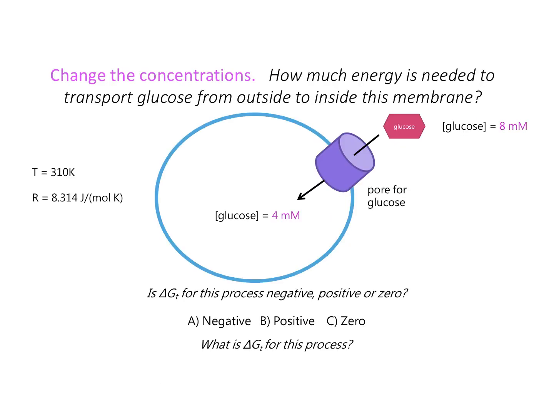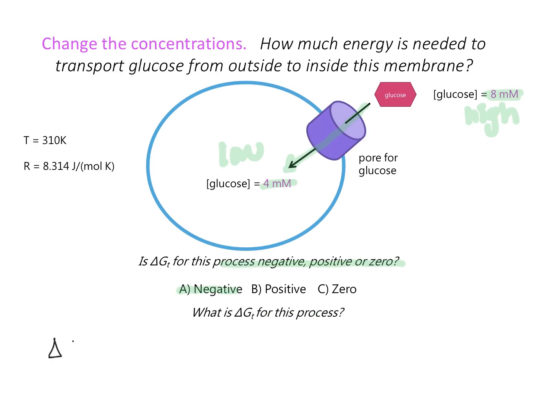All right, let's do an example. There's a lot of examples in this video. So how much energy would be needed to transport glucose from outside to inside? Is the process negative, positive, or zero? Here we're going from outside to inside. We're looking at 8 millimolar outside, 4 inside. This is the higher concentration, so I'm going from high to low, so I would expect this delta G to be negative.